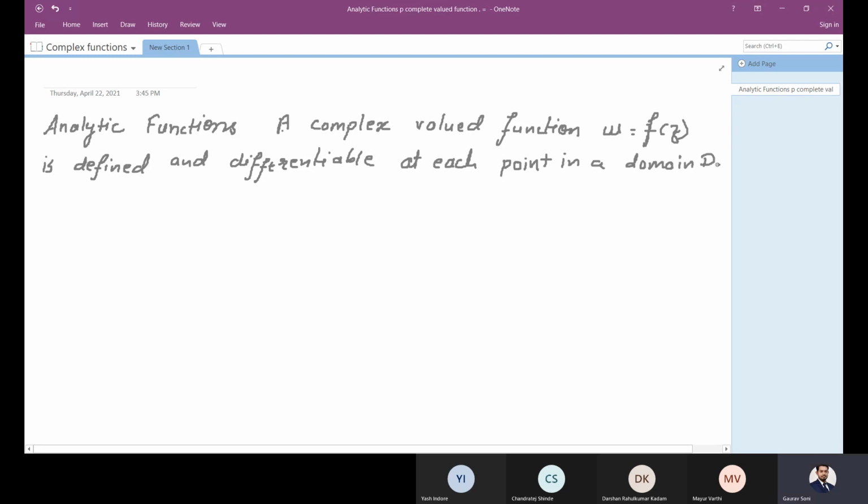What do we mean by domain? Domain is the set from which your function w is equal to f of z takes the value. So if f of z is defined from a disk, then that disk is called the domain of the function f of z. Then it is called analytic.